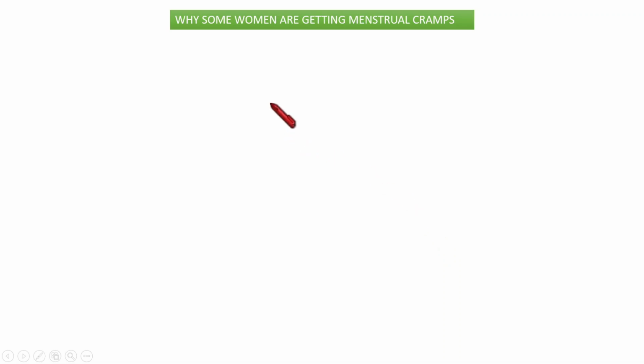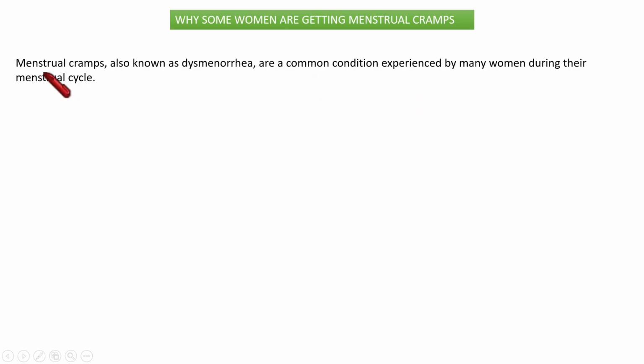Good morning, dear students. Today, in this section, we are going to understand why some women are getting menstrual cramps while others are not. So, first, understand what menstrual cramps are. Menstrual cramps are otherwise called dysmenorrhea. It's a common condition experienced by most women during their menstrual cycle. We know that the menstrual cycle is a part of the reproductive cycle.